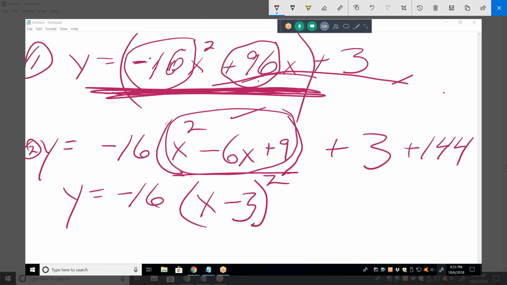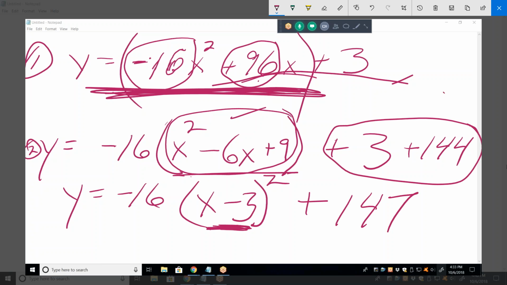And it will always be that. In other words, whenever you complete the square, you will be able to write it as a linear term, being x to the power of 1, minus or plus some number squared. You will always be able to do that. Now, I add those two numbers, and I get 147. There's your answer.